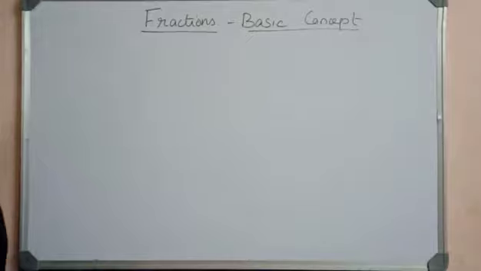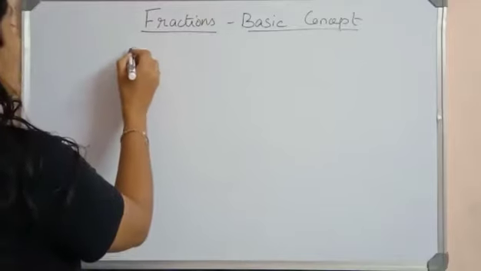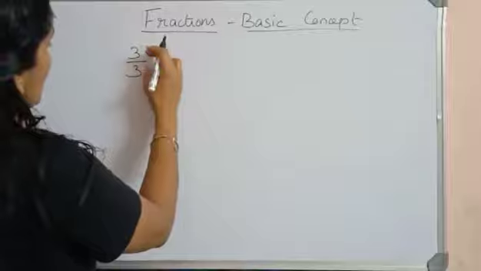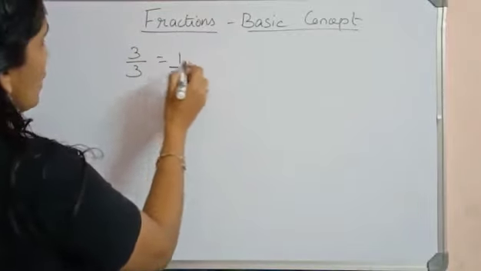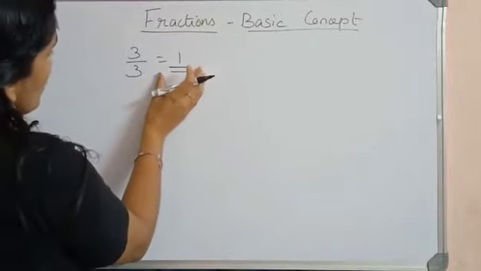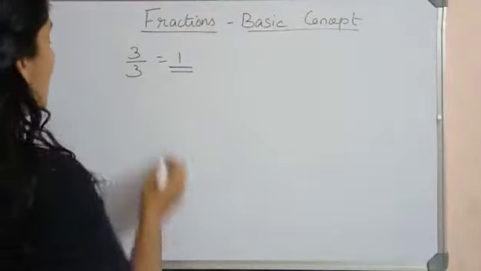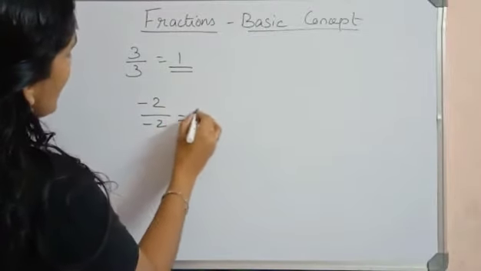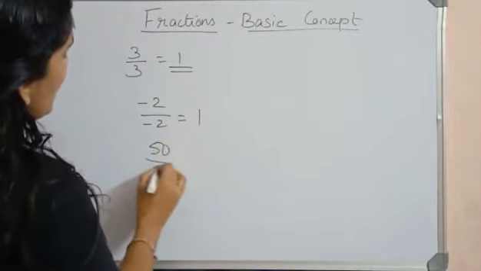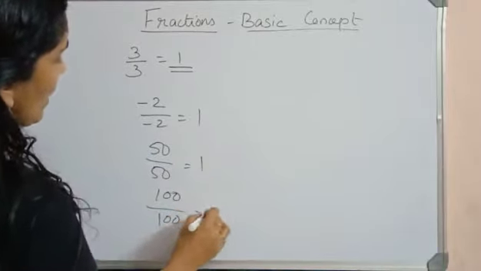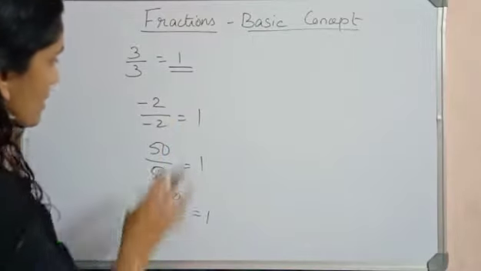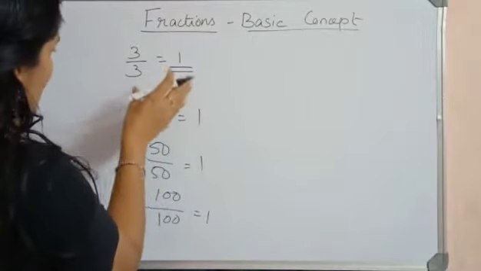If the numerator of a fraction is equal to the denominator, then the fraction is equal to unity or 1. Consider some examples. 3 by 3: here both the numerator as well as the denominator are equal. Therefore, 3 by 3 is equal to 1. So the fraction is unity, or it is equal to 1. And minus 2 by minus 2 is equal to 1. 50 by 50 equals 1. 100 by 100 is equal to 1. When the numerator as well as the denominator are equal, then the fraction is unity or 1.